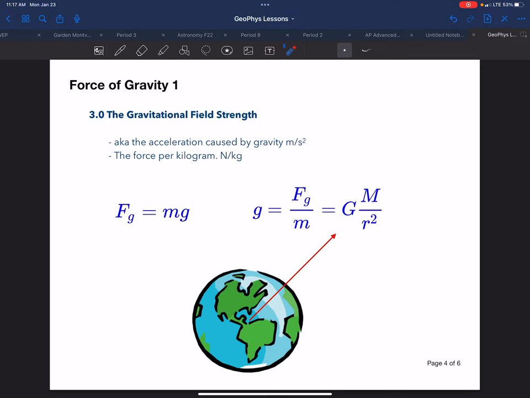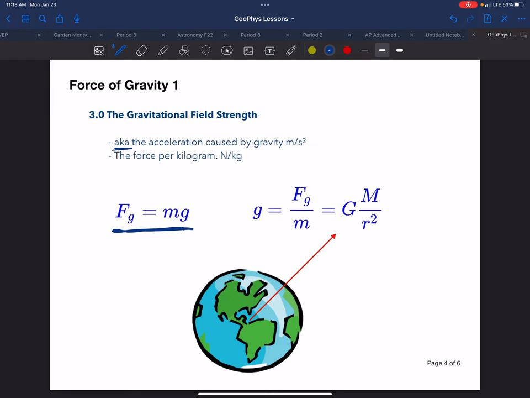The gravitational field strength, as we said previously, is also known as the acceleration caused by gravity. But when we're talking about forces, it is the force per kilogram, or how many newtons per kilogram. How many newtons a kilogram of mass would experience. So we have our force of gravity formula, the first one.